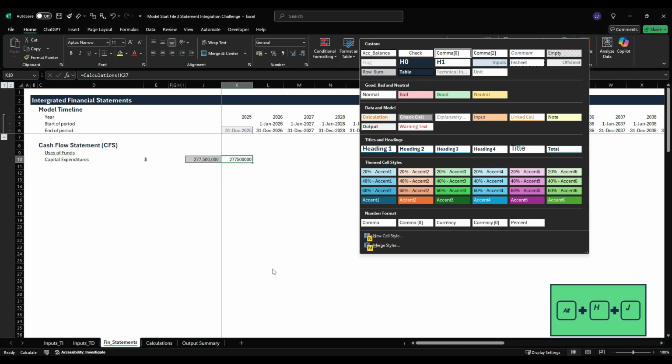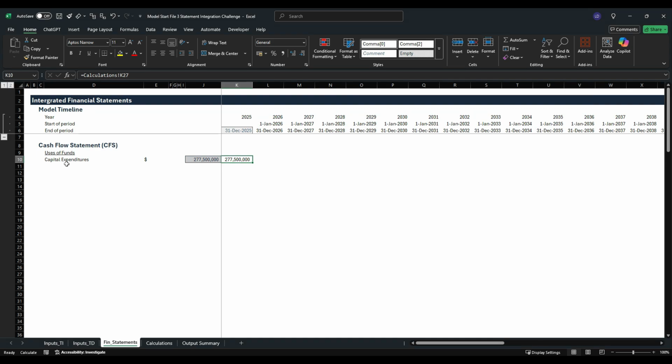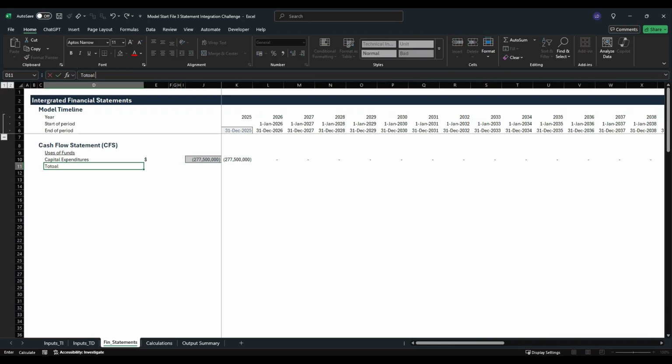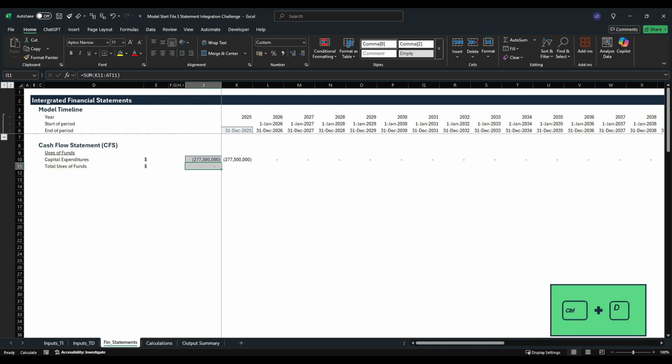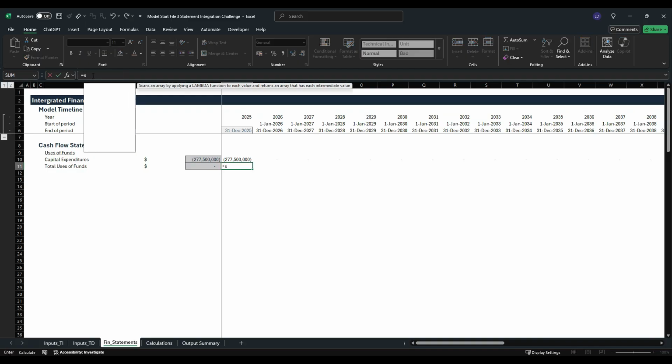Hit Alt-H-J, that's a (0) style. Now since those are uses of funds, so the SPV is paying someone these capital expenditures, this is actually cash outflow. So for the purpose of the cash flow statement, we will flip the sign to make sure this is negative. Drag this over, Control R. And this will give us our total uses of funds, also in dollar. Control D, and that's basically just the sum of this.